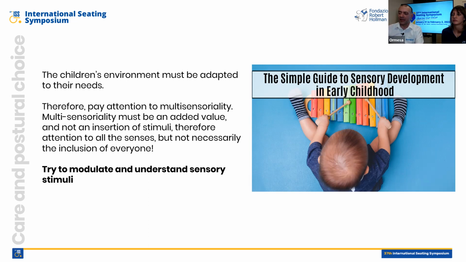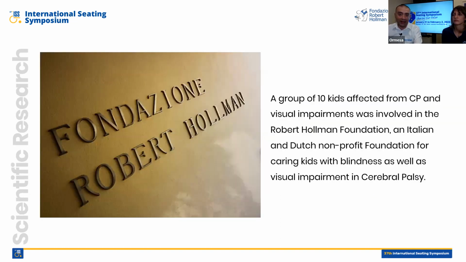So our question was, is it possible to ensure a better experience for kids affected by CP or similar pathology and visual impairments while they're positioned in a vertical stabilizer? And answering this question has been the spark for this study. How did we lead the study? A group of 10 kids affected by cerebral palsy as well as metabolic or genetic syndromes and visual impairments was involved at the Robert Hollman Foundation, an Italian and Dutch foundation for caring for kids with blindness as well as visual impairment and cerebral palsy.